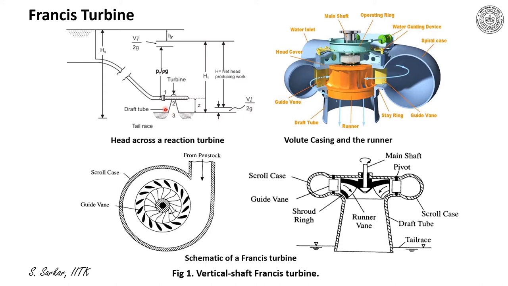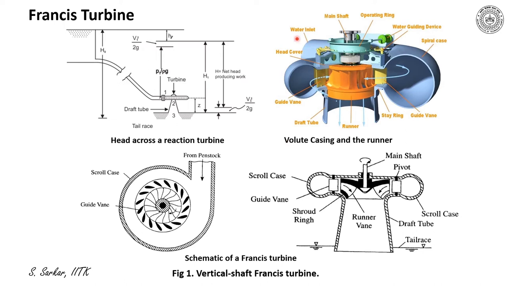And thus from this picture one can appreciate the head available at the entry to the turbine. Another picture I have indicated here is a solid modeling and cut section presenting the volute casing and the runner of a Francis turbine.